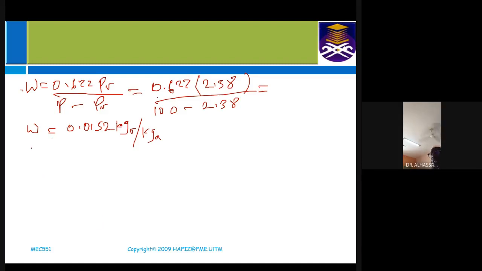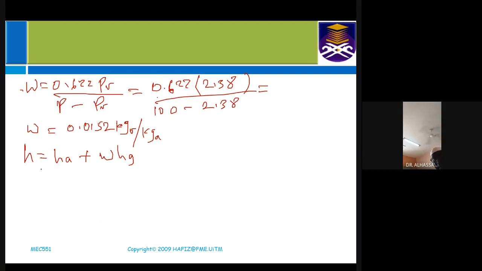By definition, what is the enthalpy? The classical definition for the enthalpy of atmospheric air is H equals Ha plus omega Hg. Ha is the enthalpy of the dry air component, omega is the specific humidity, and Hg is the enthalpy at the saturated vapor state.